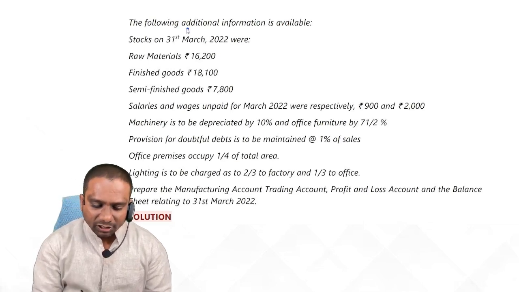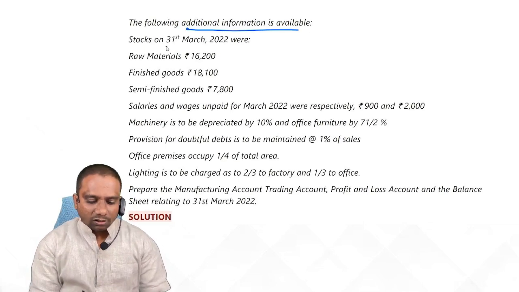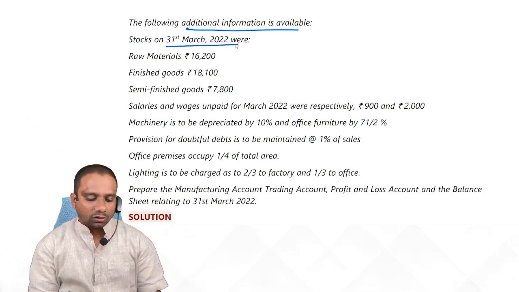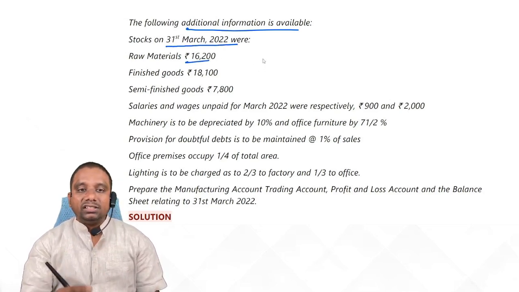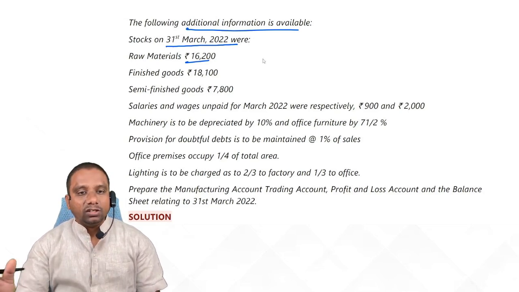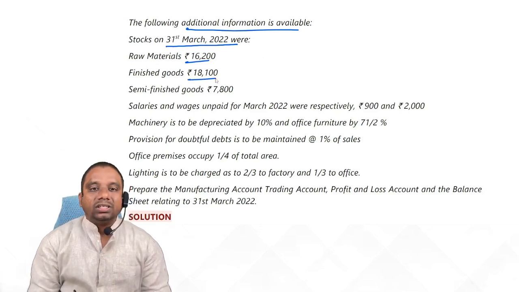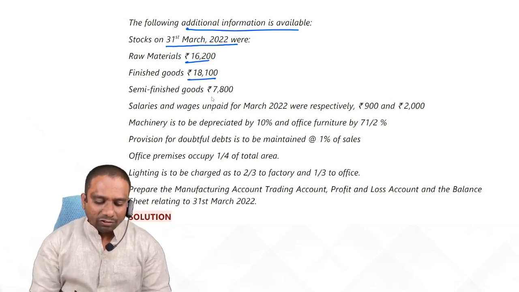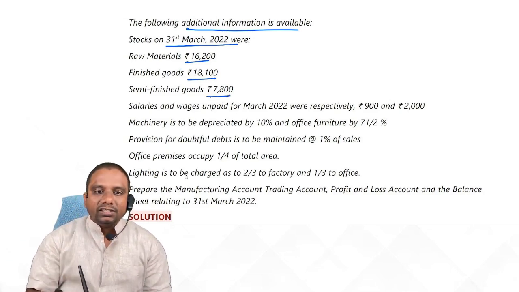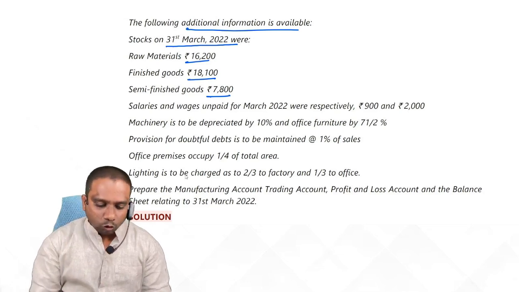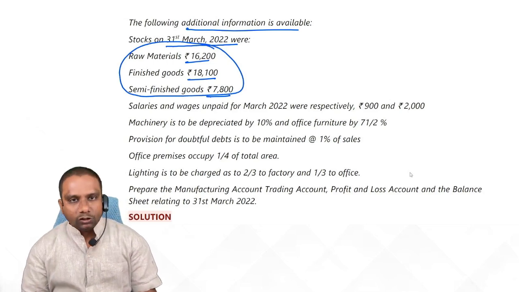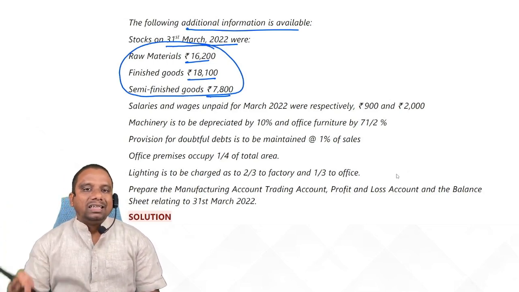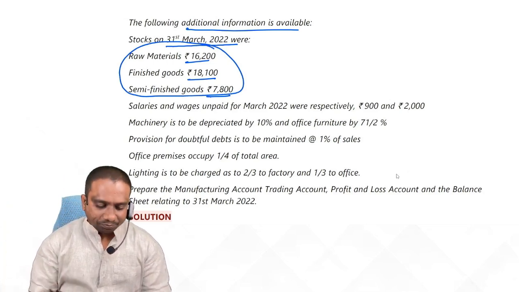Now look at the adjustments. The following additional information is available. Stock on 31st March 2022, closing stock. So closing stock of raw material is considered in raw material consumption calculation. Finished goods: trading account credit side, at the same time balance sheet asset. Semi finished goods: credit side of manufacturing account. Now do remember, the whole stock on 31st March 2022 is shown on the assets side of balance sheet.